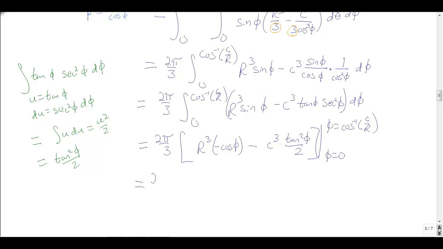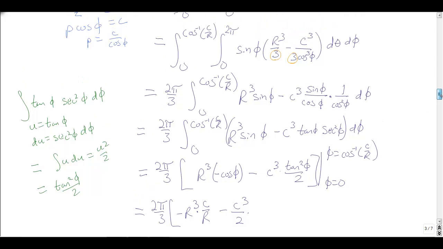Okay. So I get my 2 pi over 3. I have my negative r cubed times the cosine of cosine inverse c over r. Well, we're dealing with angles between 0 and pi over 2, so we don't have to worry about any negatives or translations. So cosine of cosine inverse is really just going to be c over r, times that, minus c cubed over 2, and then we have the tangent squared phi. So tangent of cosine inverse c over r.